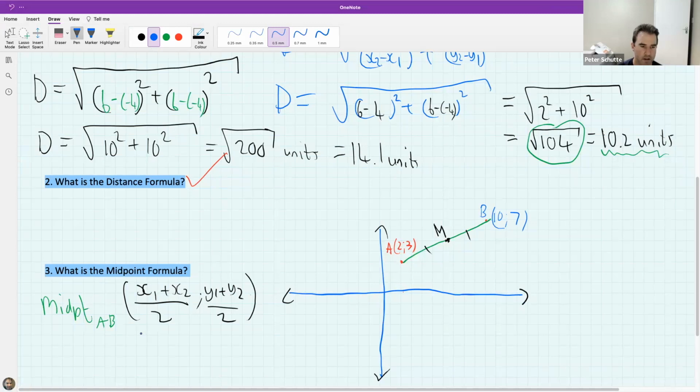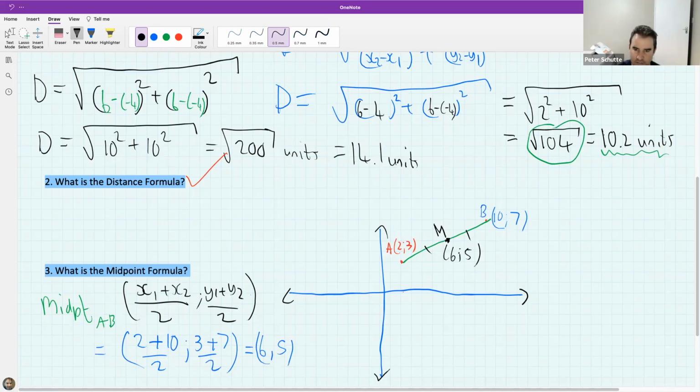So I think x1 would just be 2 and x2 would be 10. So I get 10. And then for the y's, I go 3 plus 7 over 2. And so my midpoint should be 12 over 2, which is 6, and then 10 over 2, which is 5. And so the midpoint is going to be 6, 5. How fantastically easy is that?